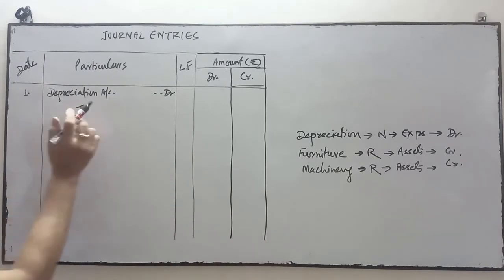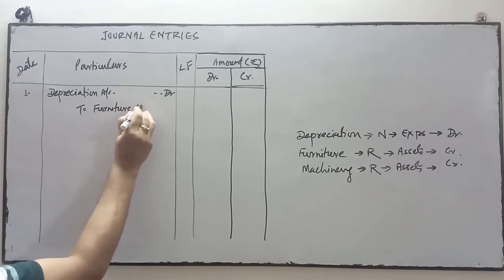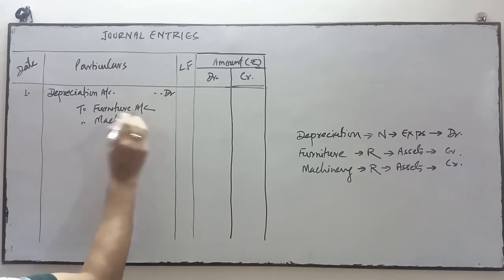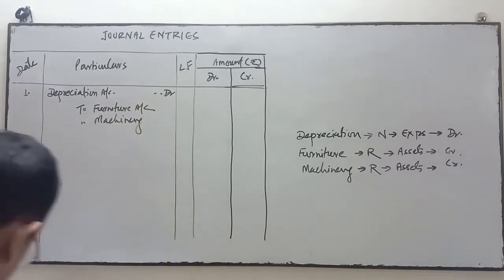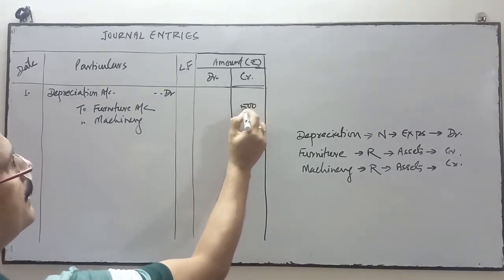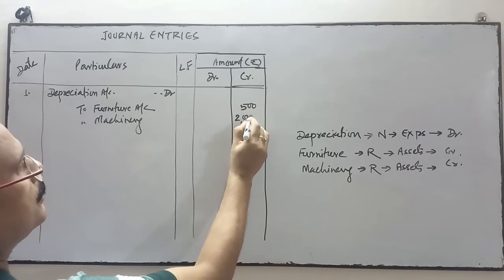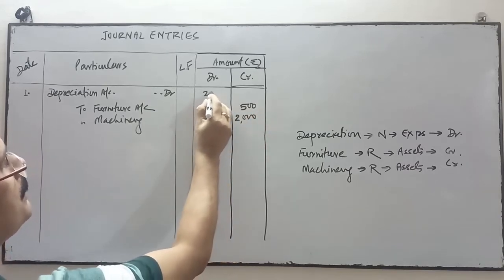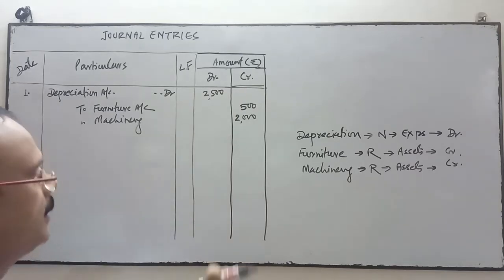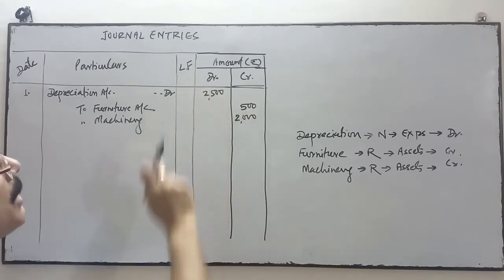So we'll leave some space over here. Then we'll write, in the credit, to furniture account, meaning furniture is credited, to machinery account, meaning machinery is also credited. Depreciation on furniture is 500, we'll write in the credit side 500, and depreciation on machinery is 2000. So total is how much? 2500. Depreciation in total is 2500, 500 of furniture and 2000 of machinery.